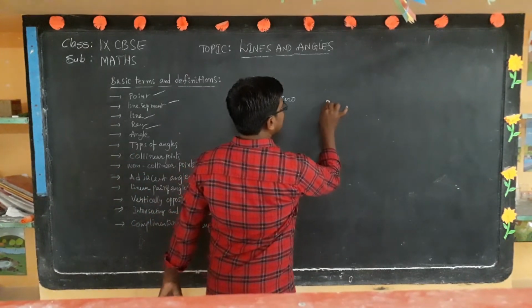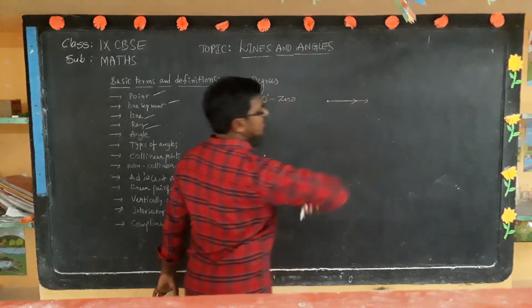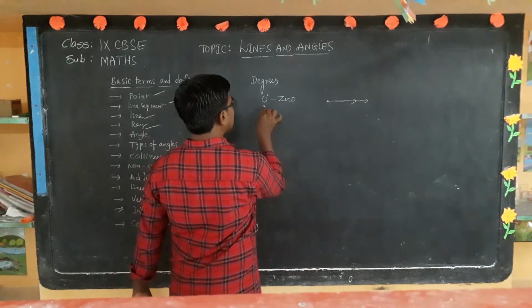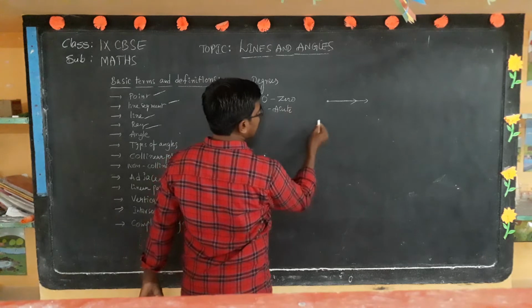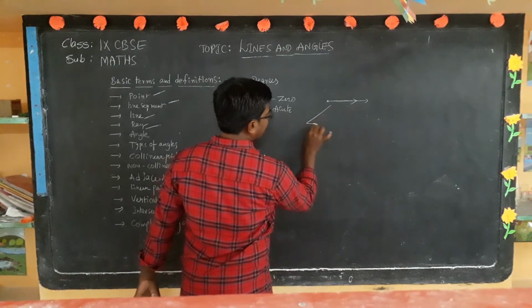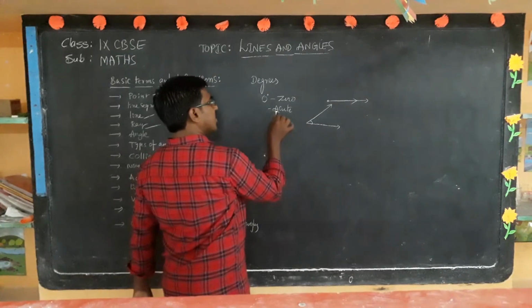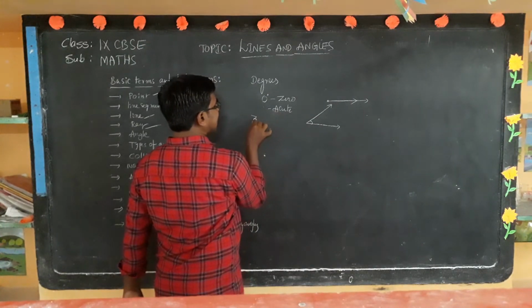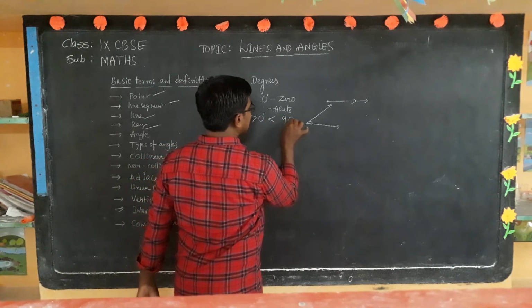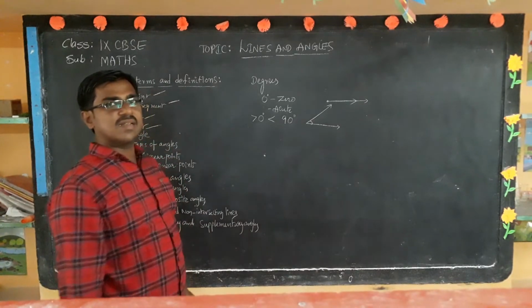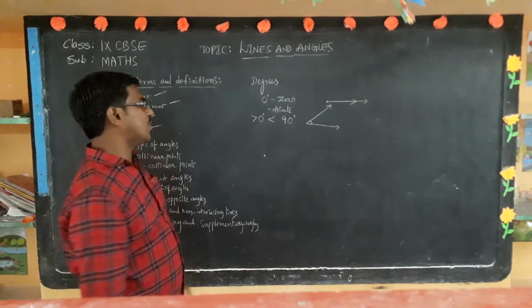In a zero angle, if we take a ray, the other ray also falls on that same ray. Next is the acute angle. The figure of an acute angle will be like this. Acute means the measure of the angle is greater than 0 and less than 90 degrees.